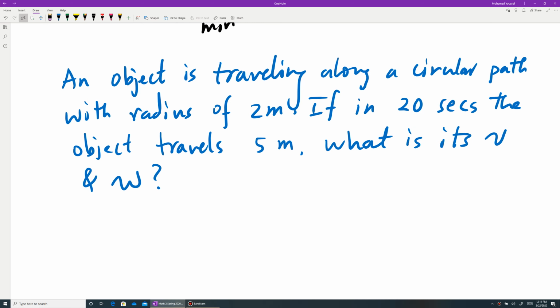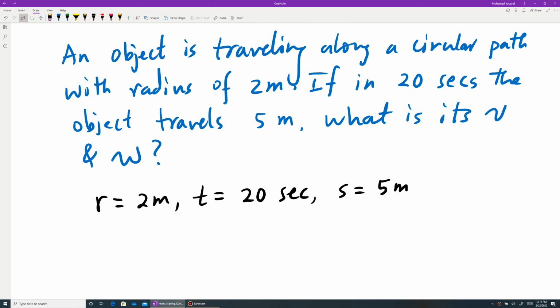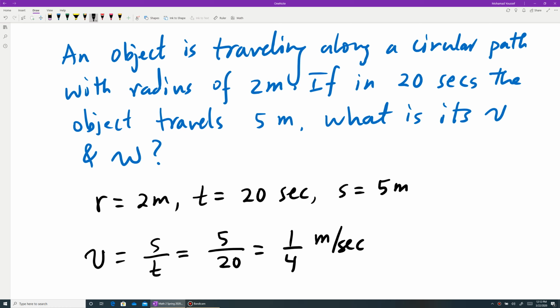So let's write down what is given. The radius is 2 meters. They give us the time, 20 seconds, and they give us the length of the path, which is 5 meters. We would like to find v. v is defined as s over t. s is given 5 and t is 20. So that's 1/4 meters per second.